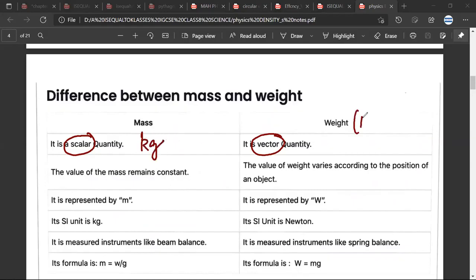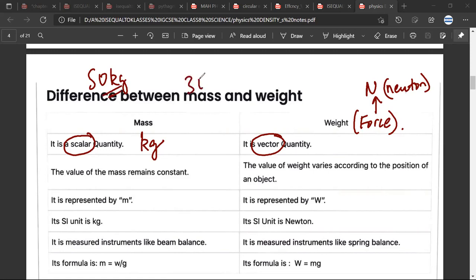Weight is actually force, and the unit of force we had discussed last time is Newton. Therefore what we call, when we ask what is your weight, we say it is 50 kg, or when we ask how much is the weight, we say 30 kg. That is actually incorrect. Mr. Satya understood? Yes, sir. Because all weight is in Newton. Mr. Satya, any doubt? No, sir.